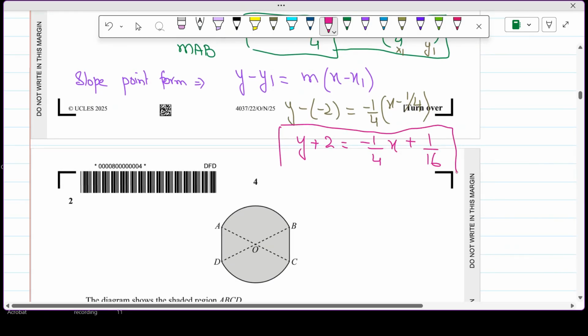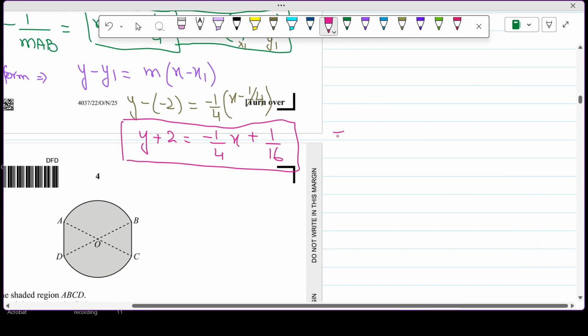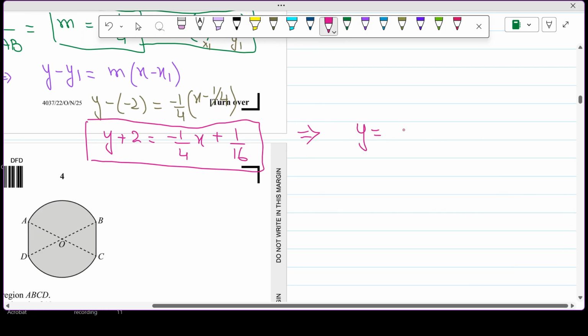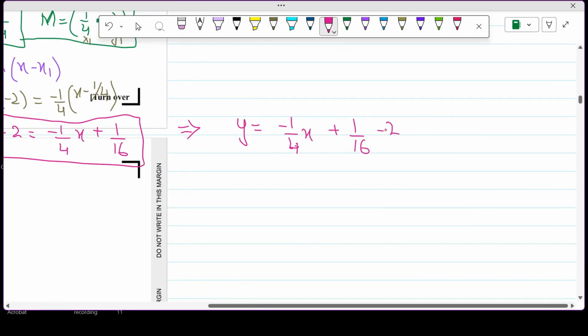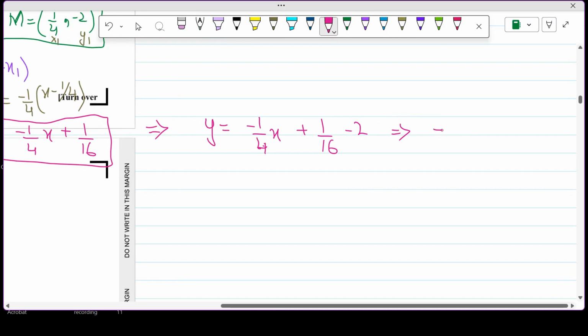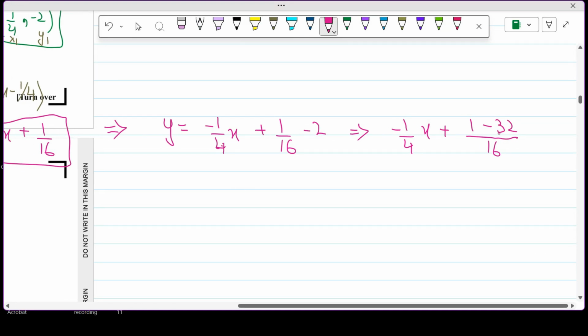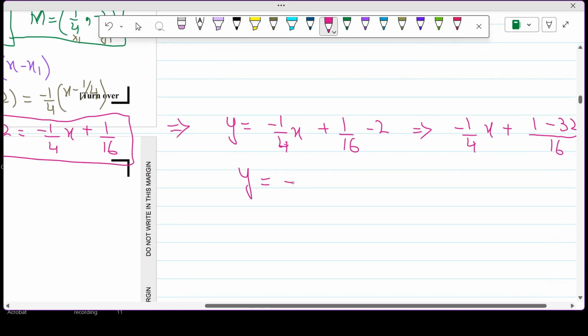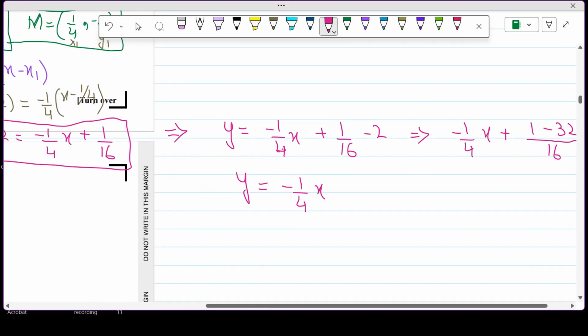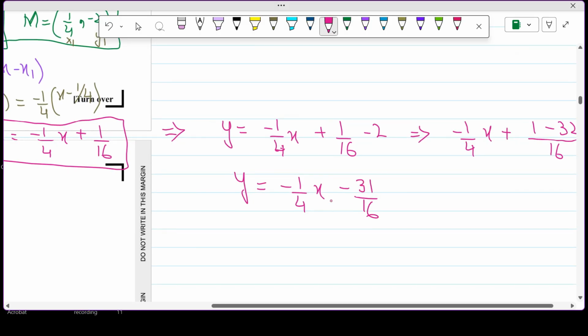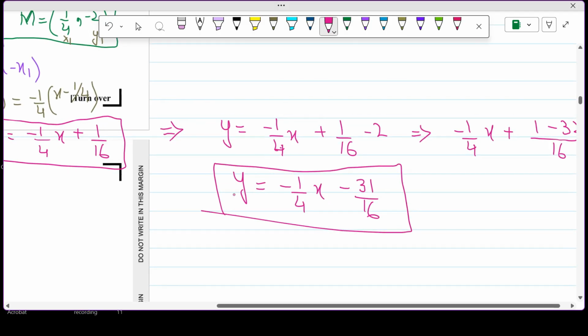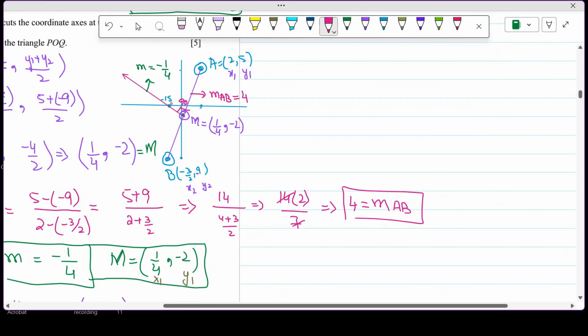This is the equation of the perpendicular bisector, or you can further simplify it by using y is equal to -1 over 4 x plus 1 over 16 minus 2, and this one is equal to -1 over 4 x, taking LCM 16, 1 minus 32. So we will have y is equal to negative 1 over 4 x minus 31 over 16. So this is the equation of the perpendicular bisector.